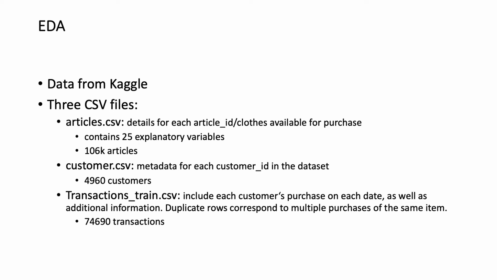The first one is the article file, which has the details for each piece of clothing available for purchase. The customer file stores each customer ID. The last file is the transaction file, which includes each customer's purchase on each date, as well as additional information.